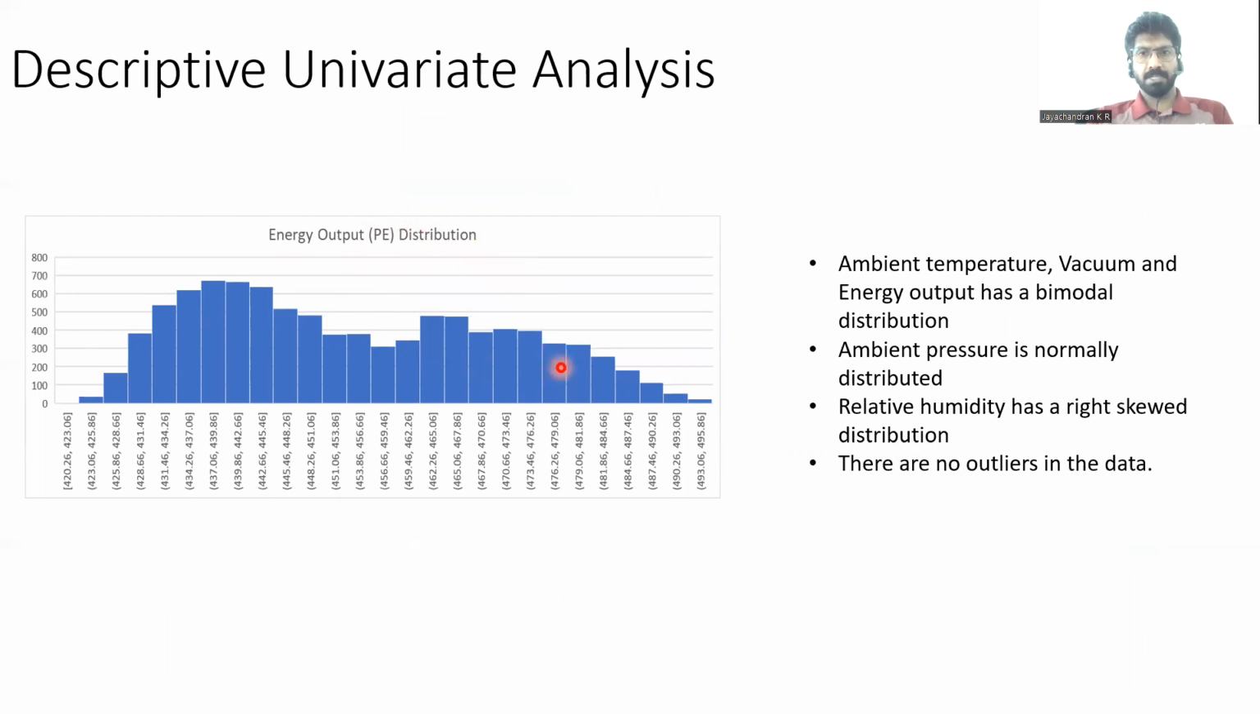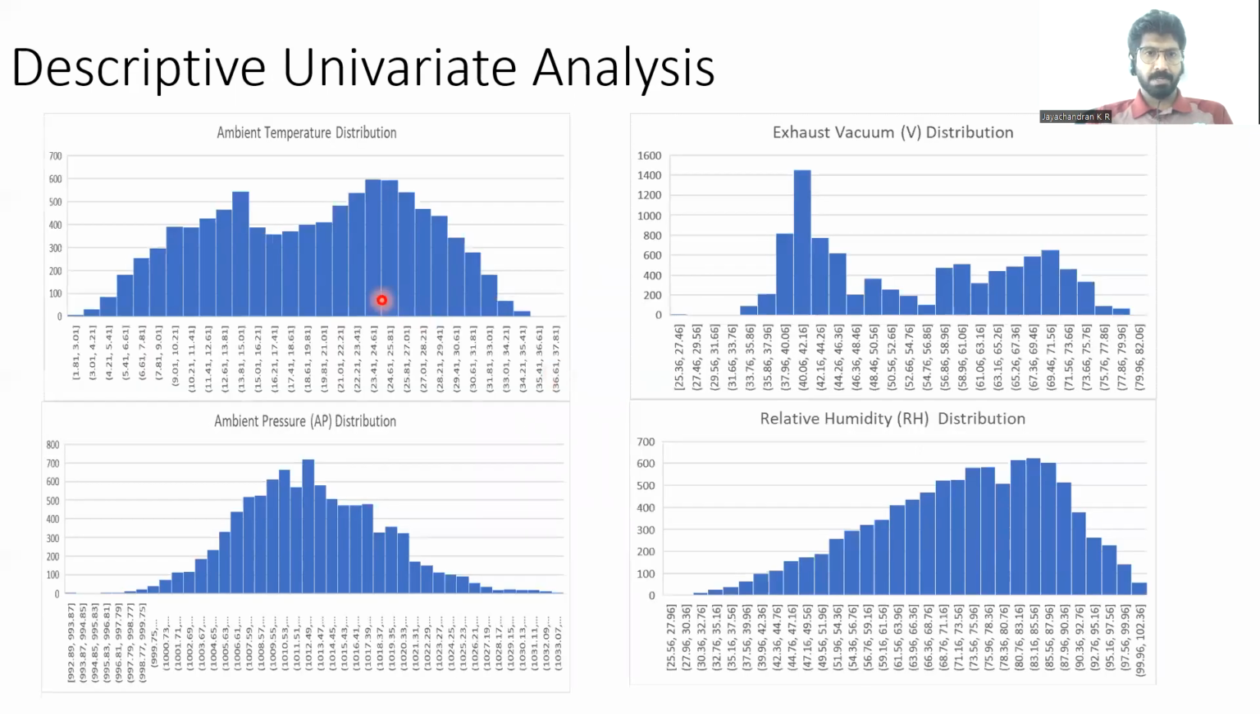So what we see here is that the ambient temperature, the vacuum and the energy output have a bimodal distribution. You can see two distributions over here as well as in the previous slide. The ambient pressure is normally distributed. The relative humidity has a little bit of right skewness. In both the slides, you can see across the different variables, we don't see any outliers. Most of the data is within the range, so there is no need to exclude any data.